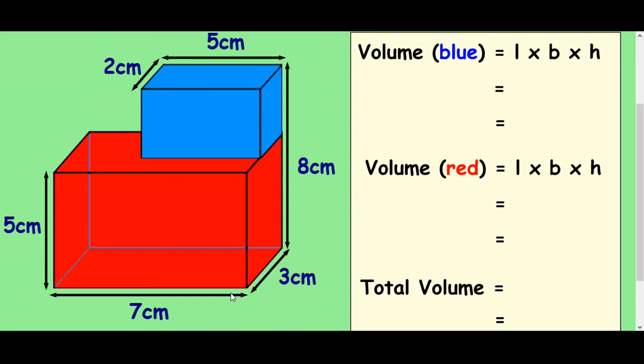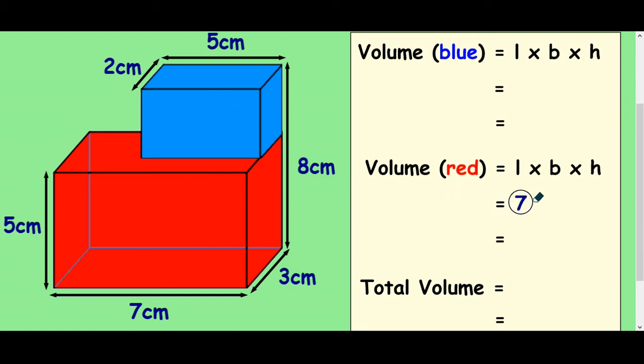Now, the bottom one is quite easy to work out, as the 5, 7 and 3 are clearly the length, the breadth and the height of this shape. So I'll do that one first. I know it's written second here, and notice we've done volume red and volume blue. That's not always easy to do, particularly if they're the same colour. So we tend to use A and B, like volume of A and volume of B. And I'll do that in the next screen.